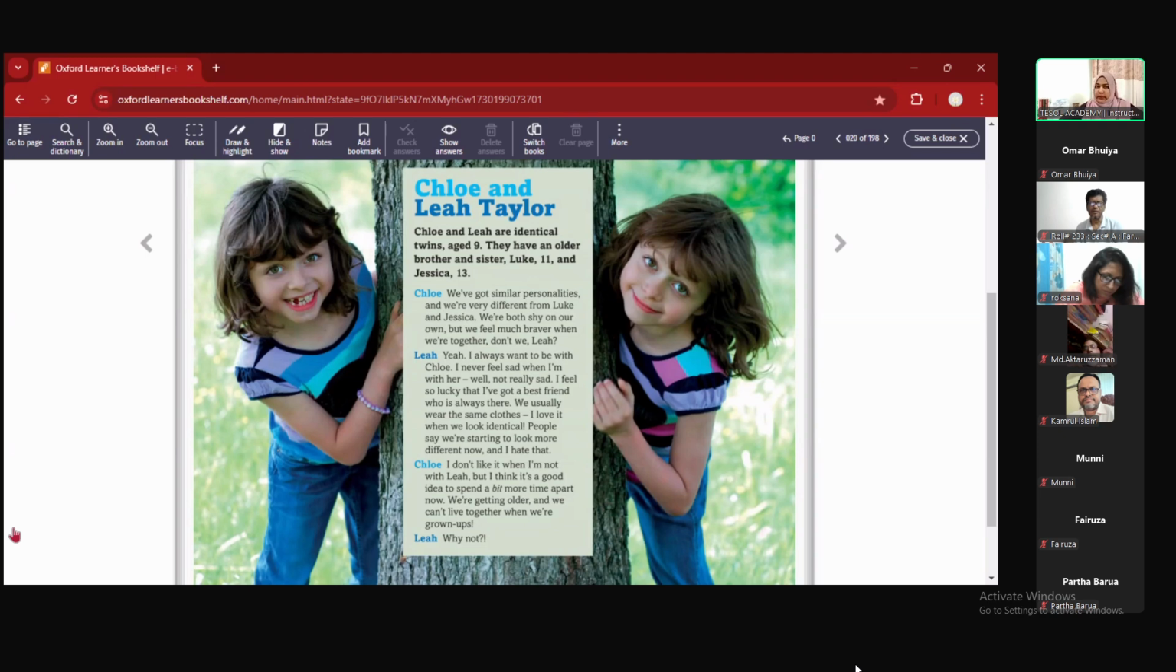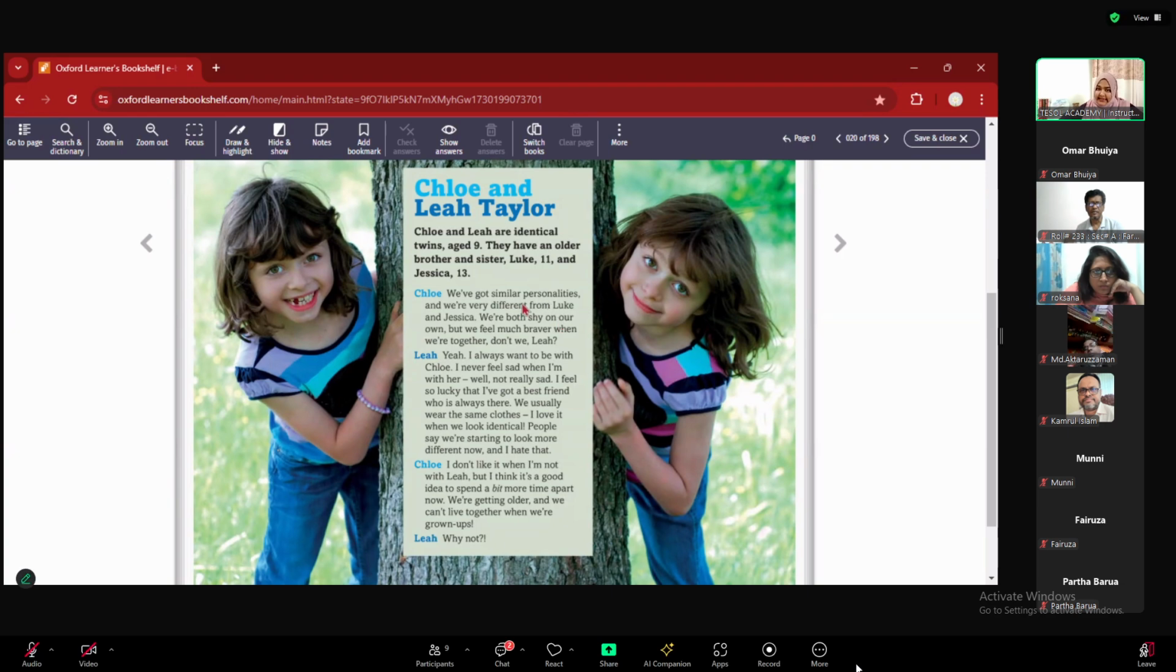So I'll start now. Chloe and Leah Taylor. Chloe and Leah are identical twins, aged 9. They have an older brother and sister, Luke, 11, and Jessica, 13. Chloe: We have similar personalities, and we're very different from Luke and Jessica.